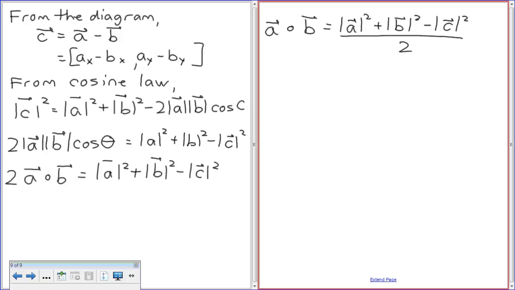Okay, ready? What's the magnitude of A going to be? If we're going for the magnitude of A, back from our previous lesson, how do you find the distance, or the magnitude, of a vector? Anyone recall?